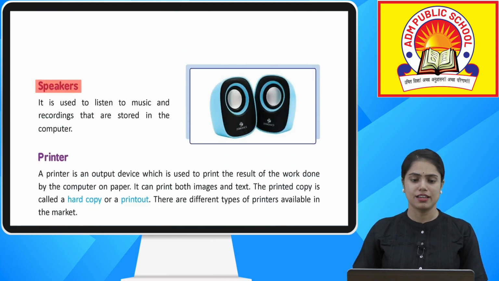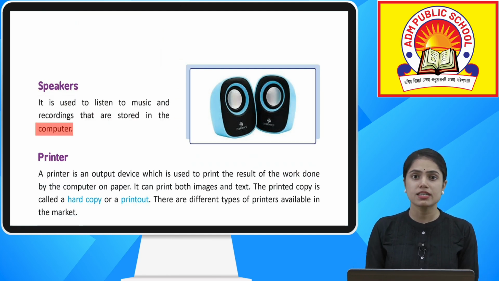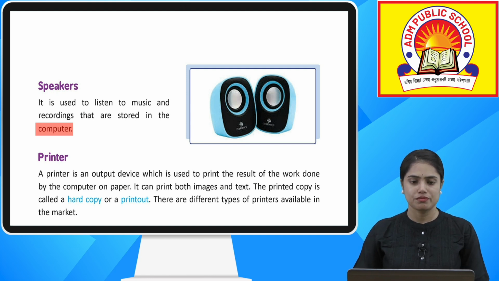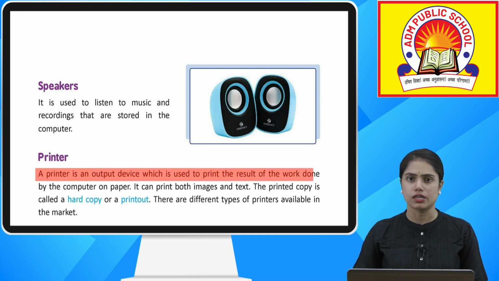Now speakers. It is used to listen to music and recordings that are stored in the computer. Children, speakers always help us to listen to the music and stored recordings in the computer. Printer. A printer is an output device which is used to print the result of the work done by the computer on paper.